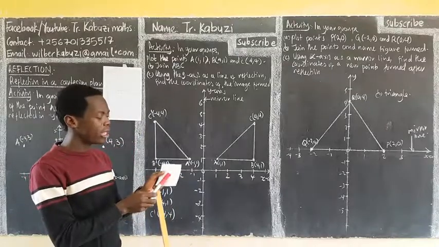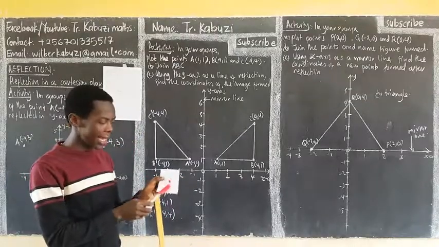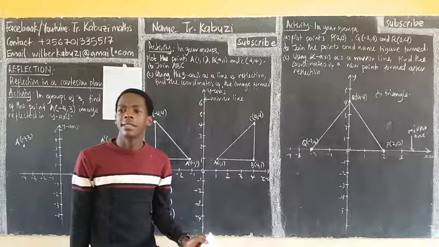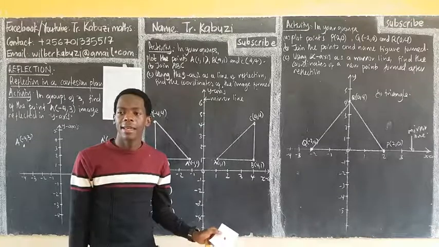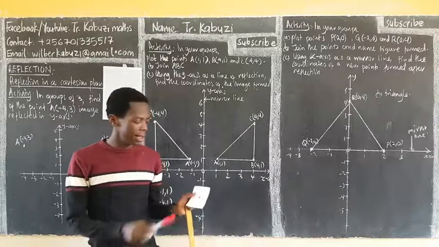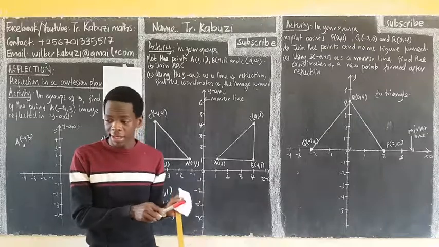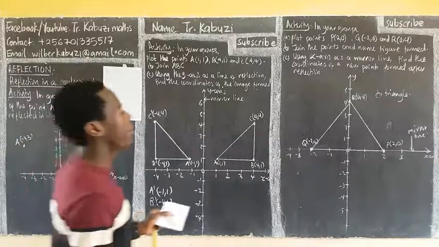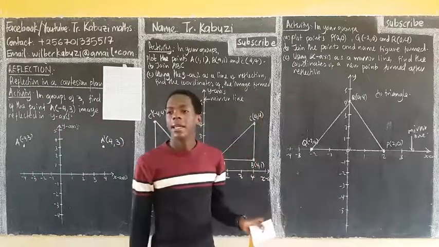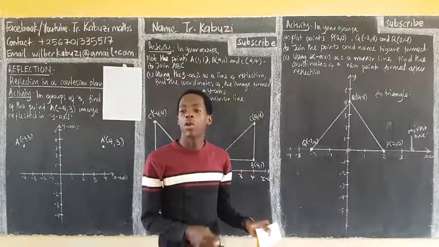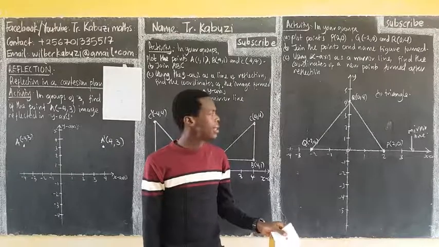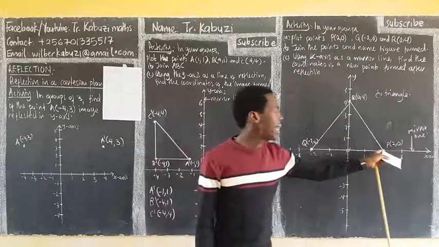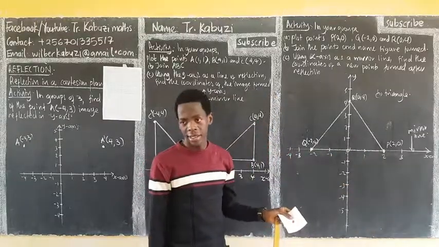Put a mirror on this point. Here at the top of this point. And you tell me where the image will be. Where will the image be? At this point, right? So it means that when a point is on the mirror line, its image is going to be the same point. In simple terms, the coordinates of the points on the mirror line don't change.